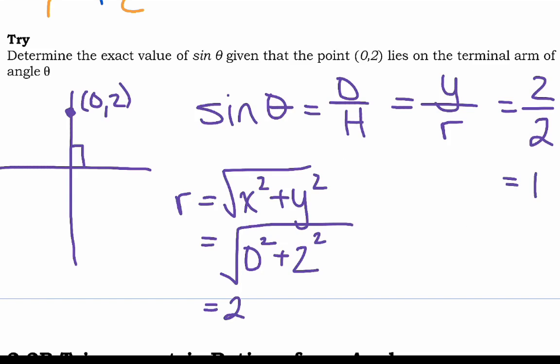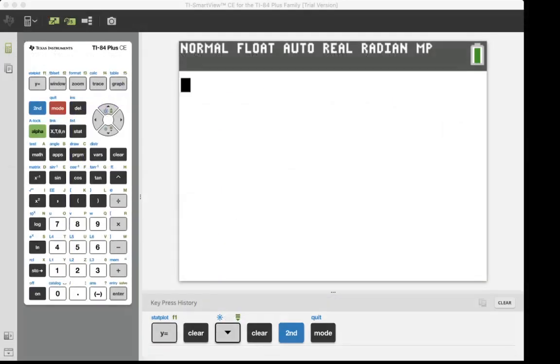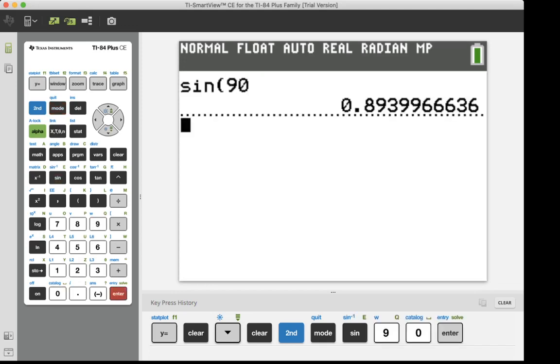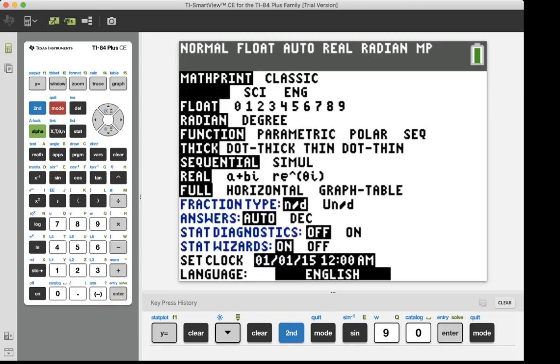And if you don't believe me, check with your graphing calculator. All right, so let's do that. What is the sine of 90 degrees? Sine 90. No, wait a second. One second, something that's always important to check, and there I see it.